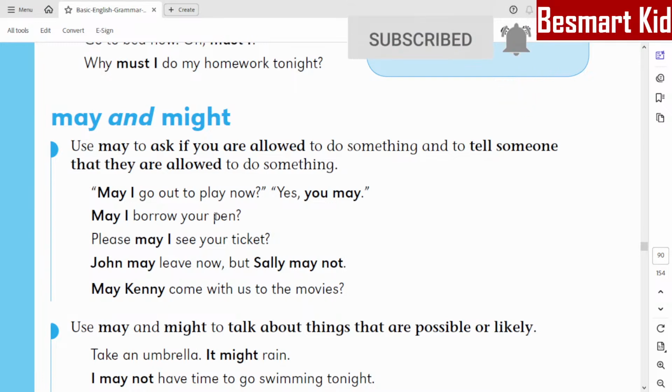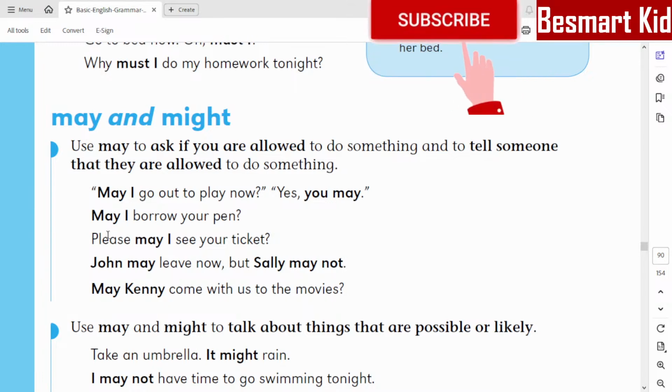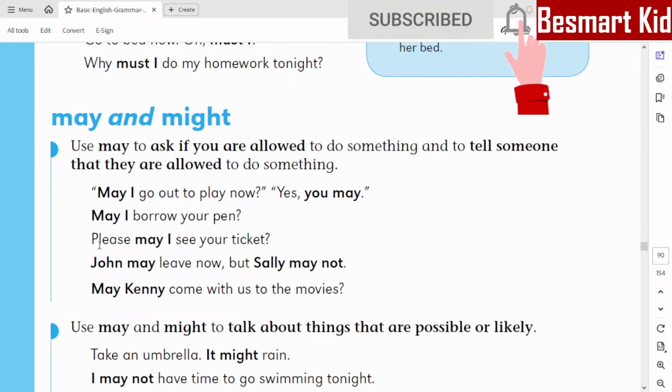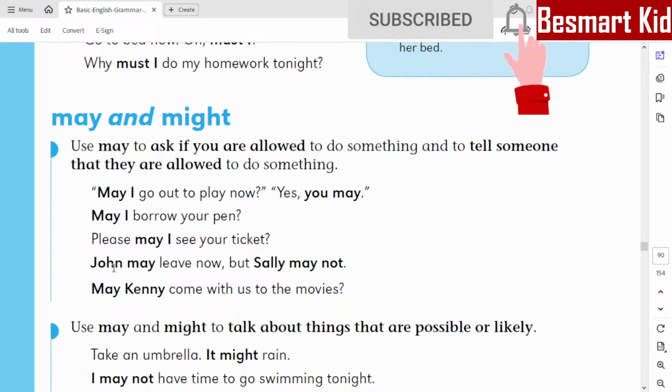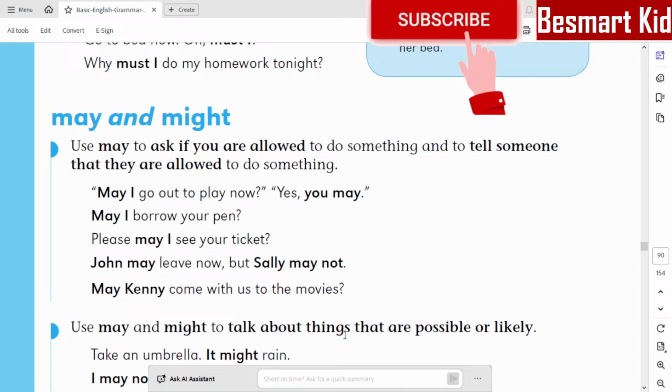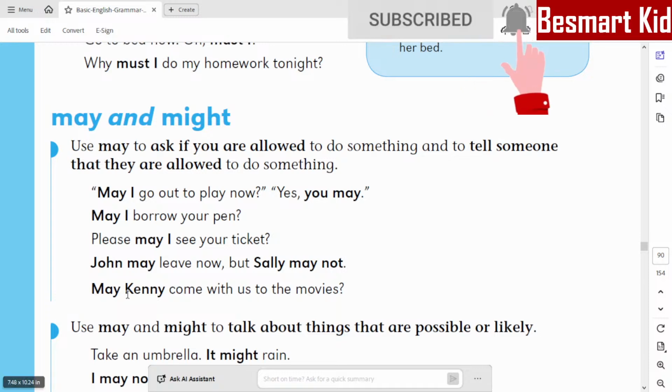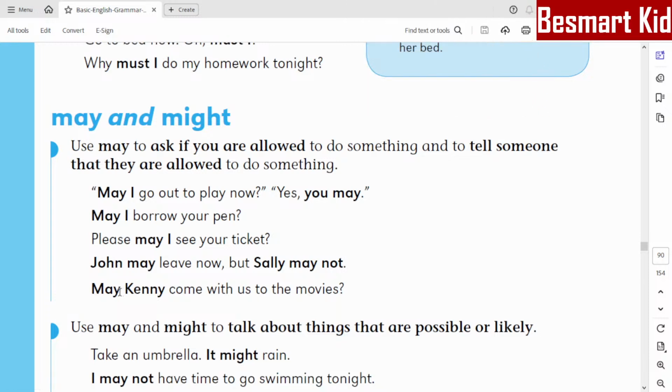May I borrow your pen? Please, may I see your ticket? John may leave now, but Sally may not. May Kenny come with us to the movies?